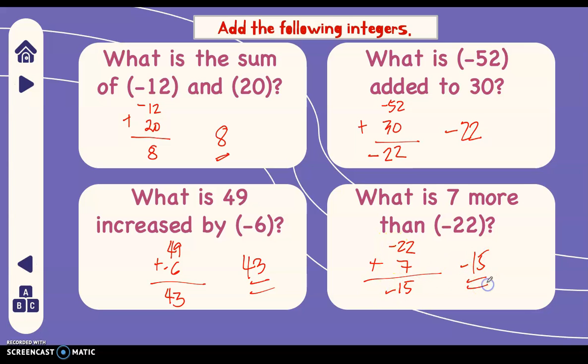So that's our answer. So again, if you are to add same sign integers, you just have to add the numbers and copy the common sign. If you are to add unlike sign integers, all you have to do is to subtract the numbers and copy the sign of the integer which has a greater absolute value.